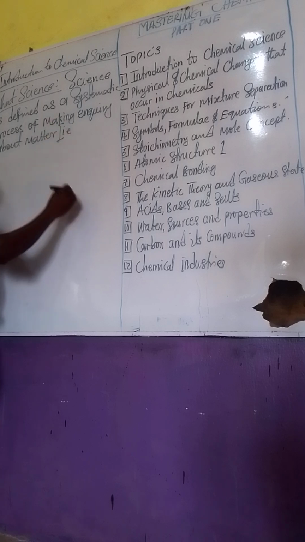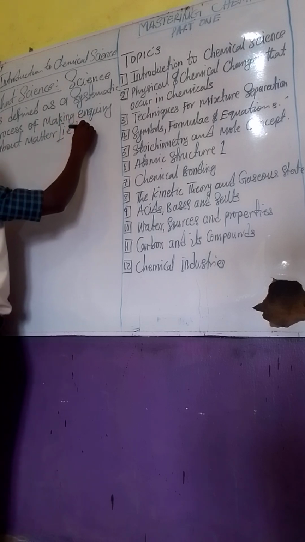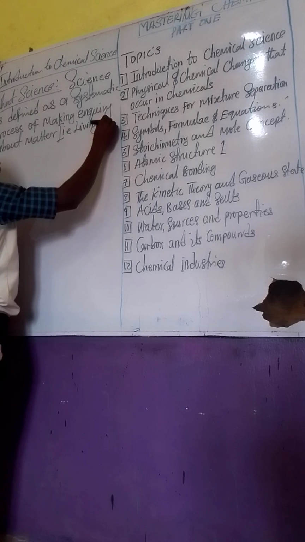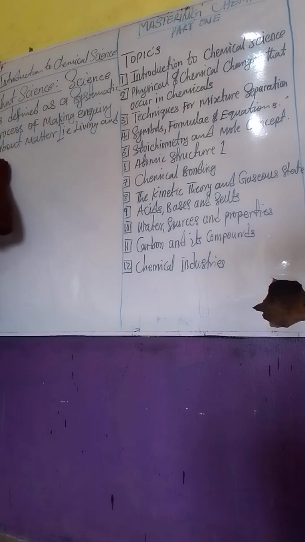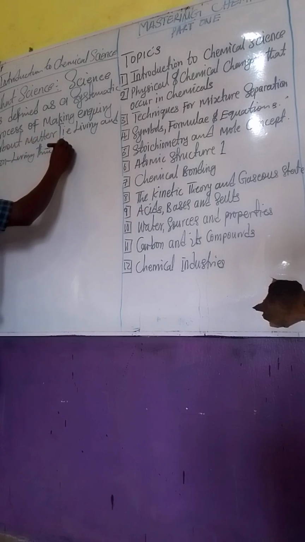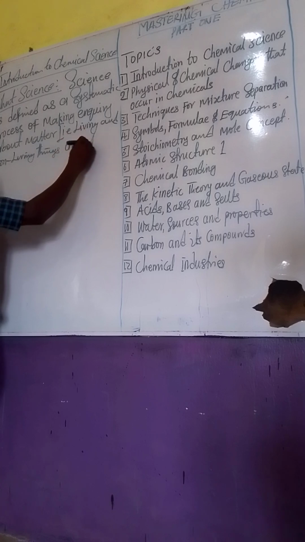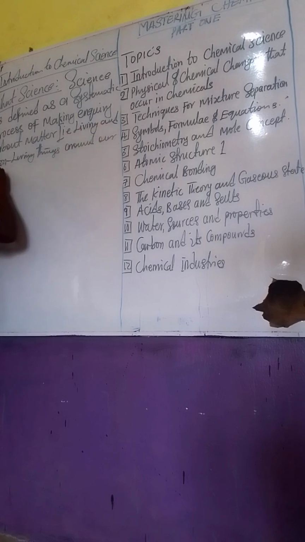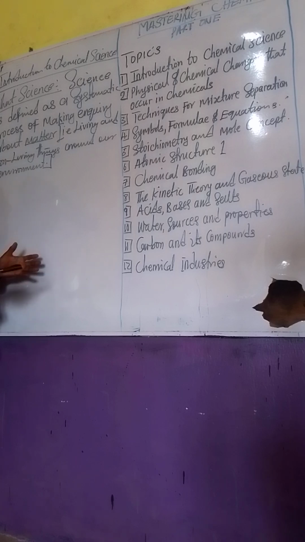That is, I'm talking about matter, both living and non-living things around our environment. In another definition, we can refer to this matter as natural things around us.